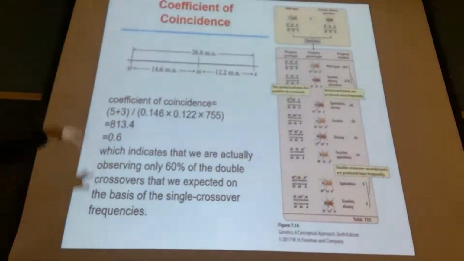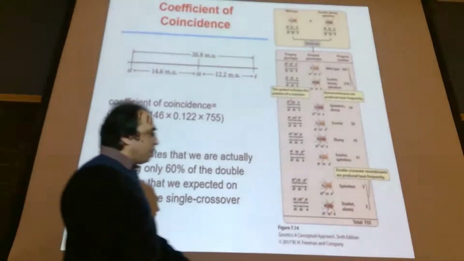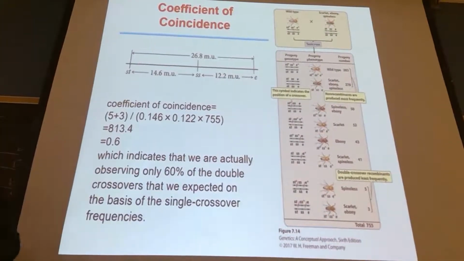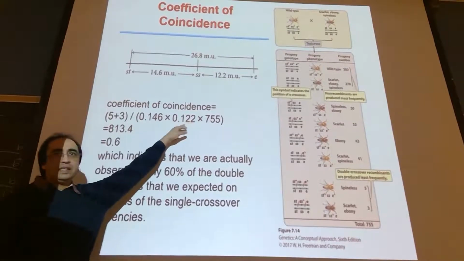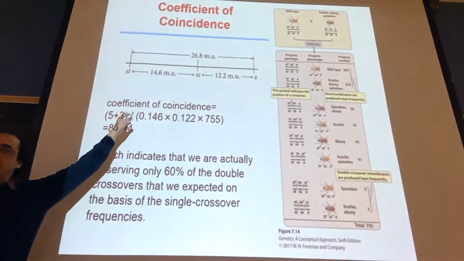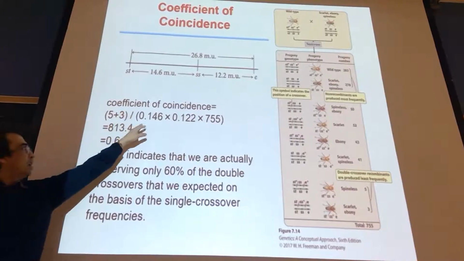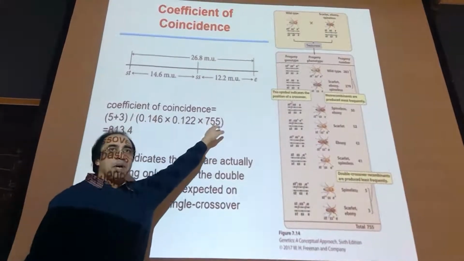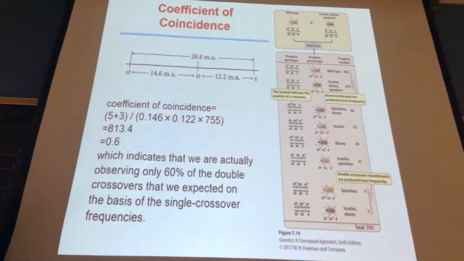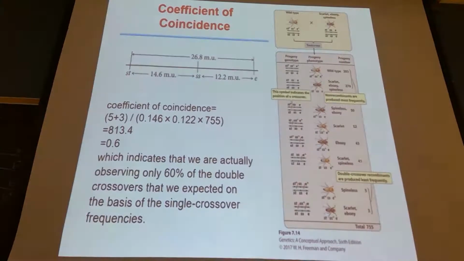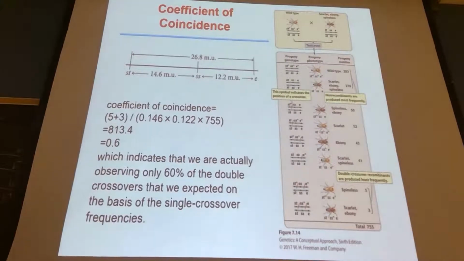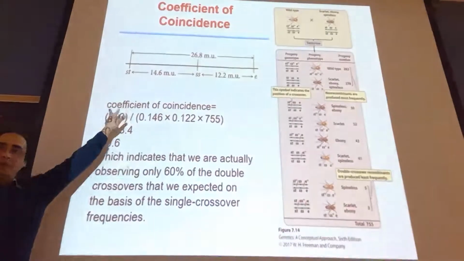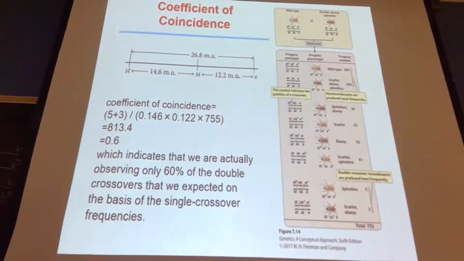Now this is the total probability of a double crossover between these three genes. The total number of progeny is 755. So if we have the total crossover probability in terms of 1, that is the multiplication rule of probability, we just multiply it with the number of progeny to get the total number of expected double crossovers. But what we observe is our observed crossover.